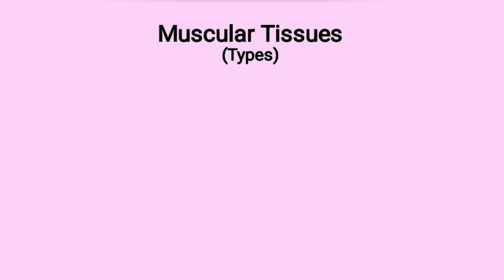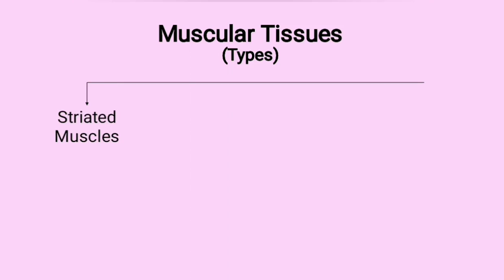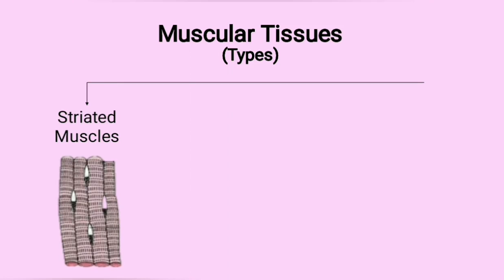On the basis of their location, structure and function, the muscular tissues are basically of three types. The first one is your striated muscles. They contain striations, meaning dark and light bands are present.